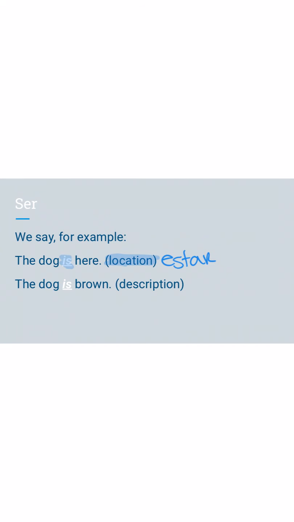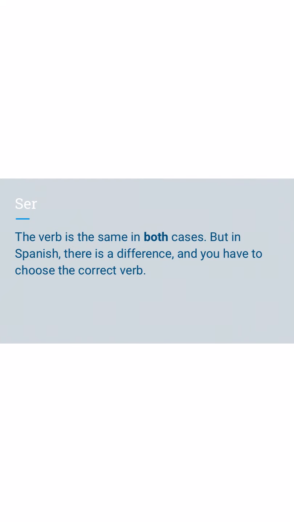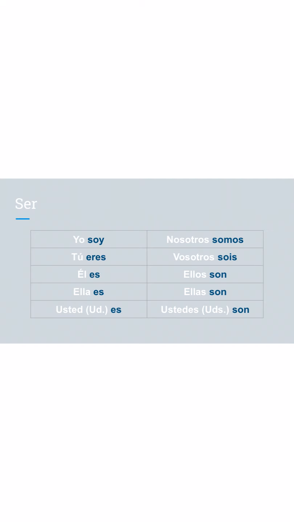In our next example, we see a slight difference. We see the dog is brown, and this is a description. In other words, it's a little more permanent, right? In this case, we're going to learn how we would use ser. Okay, so obviously the verb is the same in both cases for us in English, but there is a difference in Spanish, and this is why it's important to choose the correct verb. All right, so without further ado, let's take a look at our chart here.